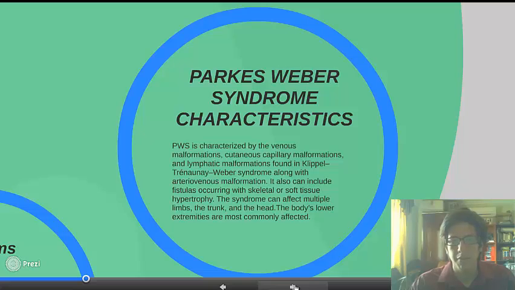The characteristics of Parkes-Weber syndrome. It is characterized by the venous malformation, cutaneous capillary malformation, and lymphatic malformation found in Klippel-Trenaunay-Weber syndrome, along with arteriovenous malformation. It also can include fistulas occurring with skeletal or soft tissue hypertrophy. The syndrome can affect multiple limbs, the trunk, and the head. The body's lower extremities are most commonly affected.